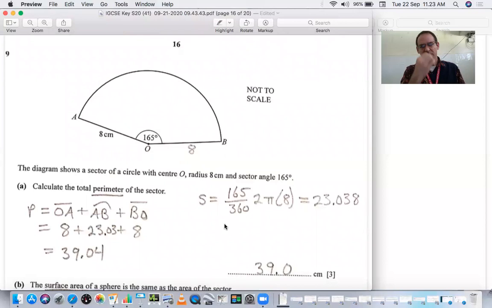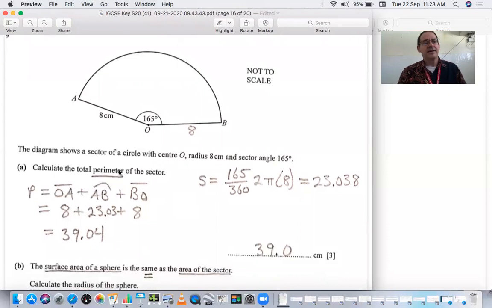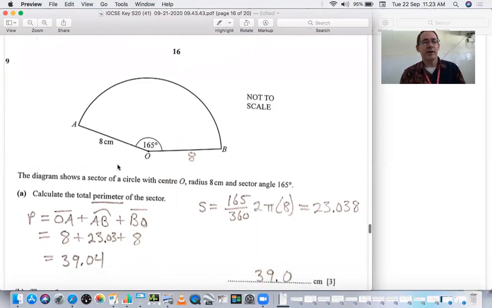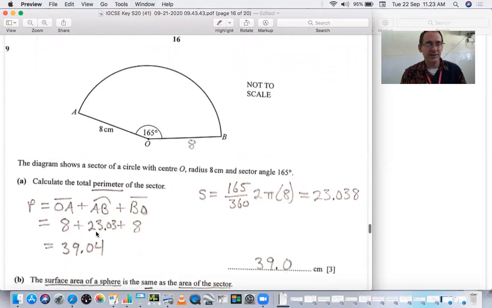Here at number 9, we have the diagram shows a sector of a circle with center O, radius 8, and a sector angle of 165. So it wants us to calculate the total perimeter of this sector. So your perimeter is going to be OA plus arc AB plus B back to the origin. Well, obviously OA and OB are quite easy. That's just the radius there, 8 and 8. Now what we need to do is find arc AB.